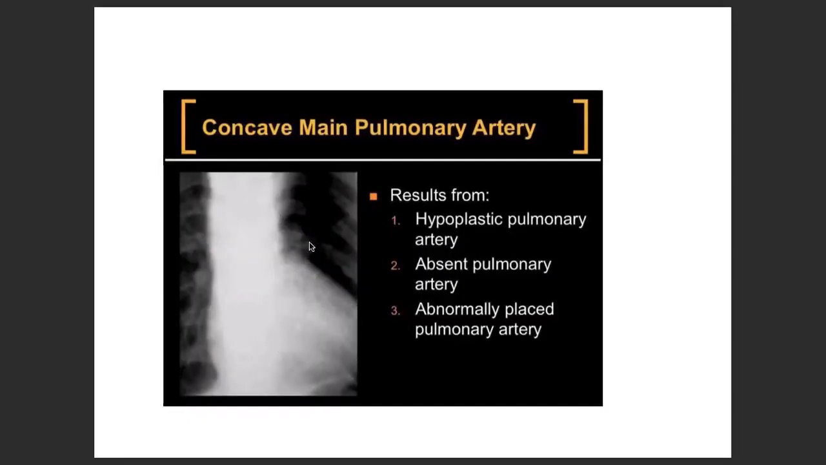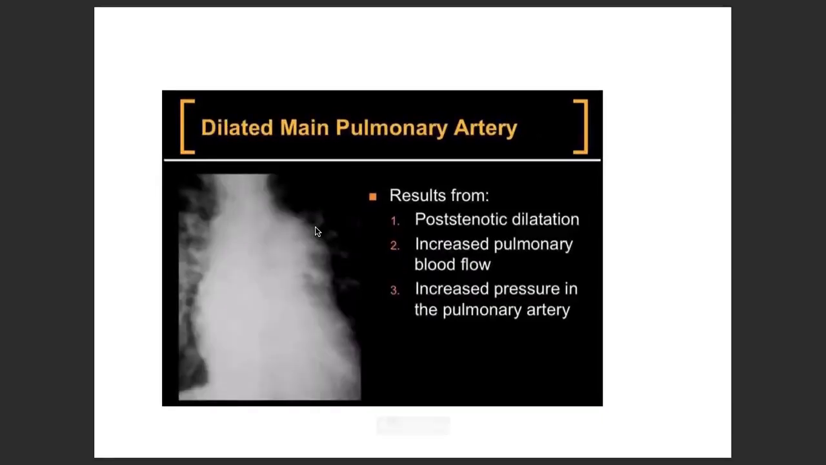There is a concave main pulmonary artery. It happens in conditions such as hypoplastic pulmonary artery, absent pulmonary artery, or abnormally placed pulmonary arteries. And then comes the dilated main pulmonary artery. It is due to post-stenotic dilatation or increased pulmonary blood flow, and also in cases of increased pressure in the pulmonary artery, of course.